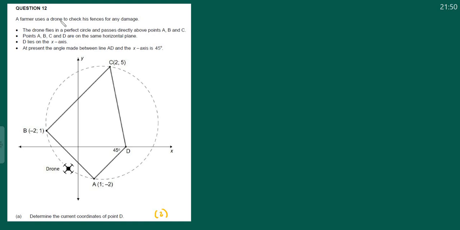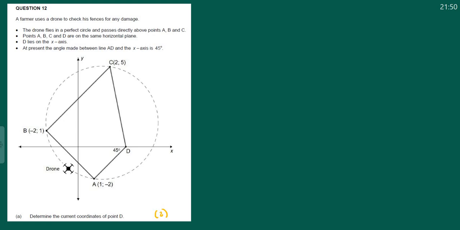Let's read it first. A farmer uses a drone to check his fences for damage. So here's the drone. There it's drawn. It's moving here, it's above. You must understand it's on top. A, B, C, D are on the horizontal plane. So here's the ground. Down, down, down on the ground. D lies on the x-axis. At present, the angle made between the line AD and the x-axis is 45 degrees. Then they want you to find the coordinates of D.